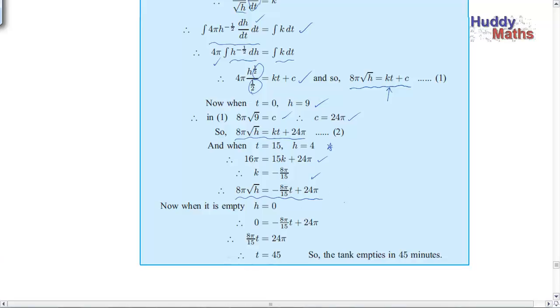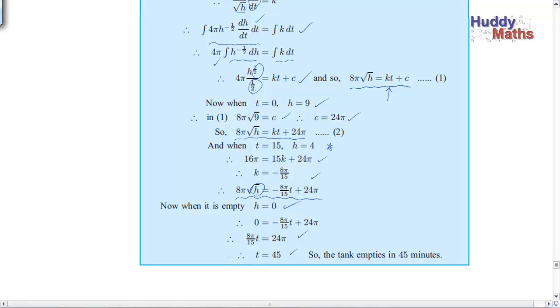So we've got a very complicated looking expression for root h, but we can now say when h is 0, sub it in and work out what root h would be. Here, so it'll be 0 and work out our t, our time for it to empty, 45 minutes. Comes out to be quite a nice answer once you get through all of it.